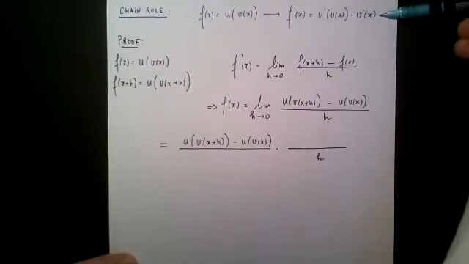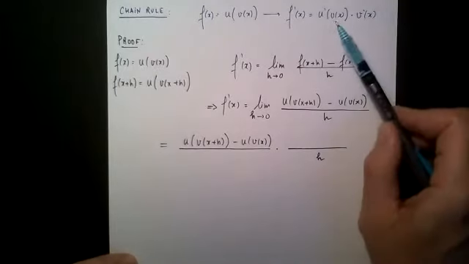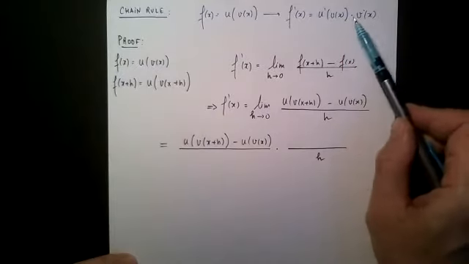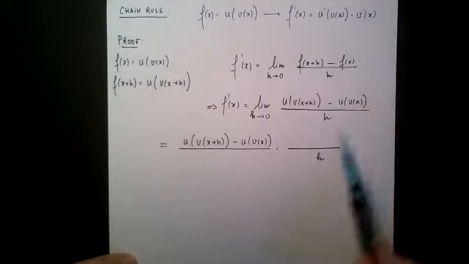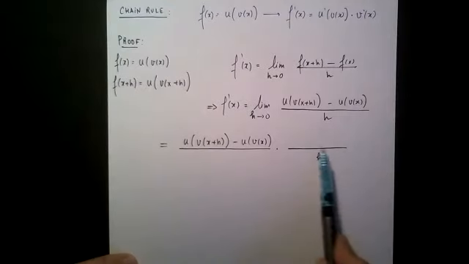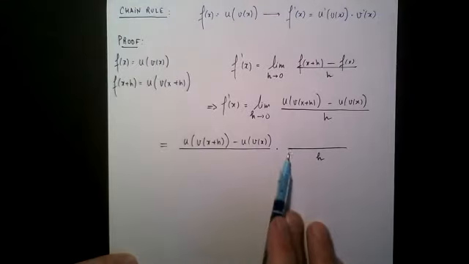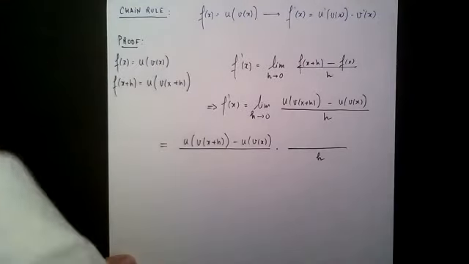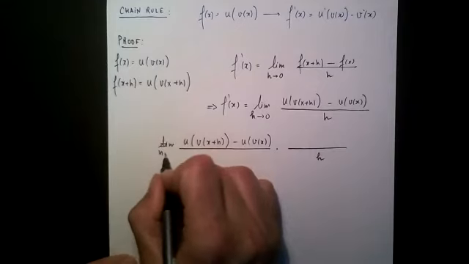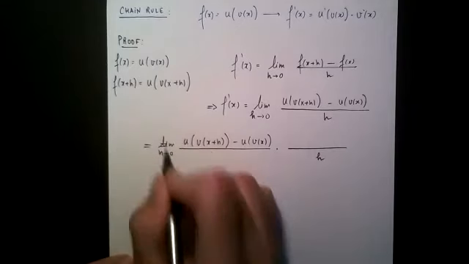I'm expecting to have u prime of v of x times v prime here. I'm supposed to get a v prime. So if I want this expression to be v prime, what do I need to put on top here? What do you think? For this to become v prime, when the limit, oh, I forgot to write the limit, by the way. So limit as h approaches 0. I forgot to write the limits.